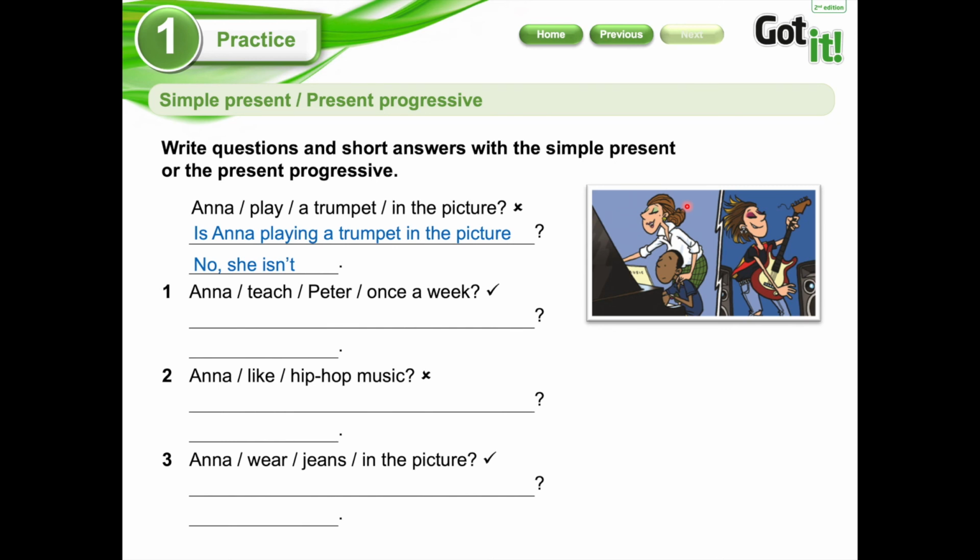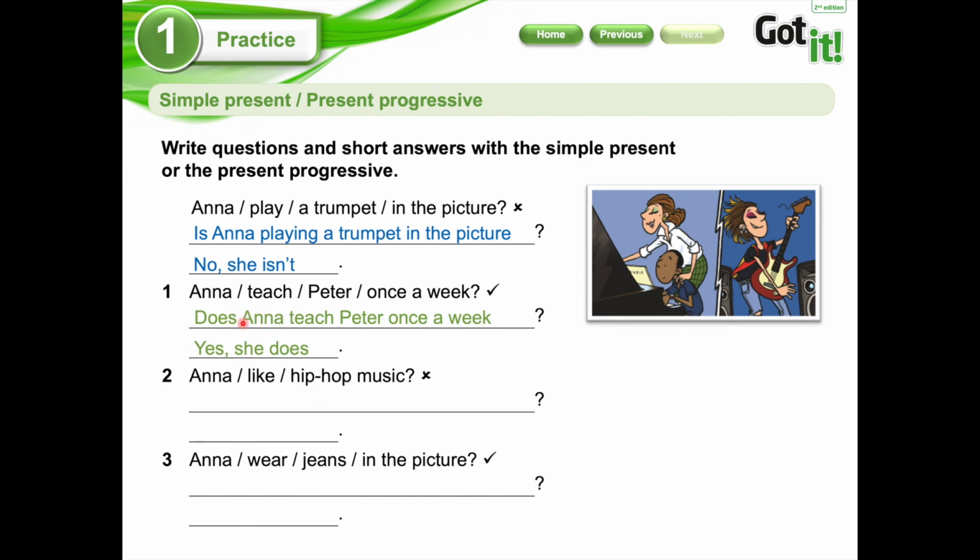Okay, we go to number 1. Anna teach Peter once a week. So once a week, remember that is a present simple tense. So does Anna teach Peter once a week? We're going to focus on the answer here. You have a ticket. So remember that the ticket is a positive answer. Yes, she does.